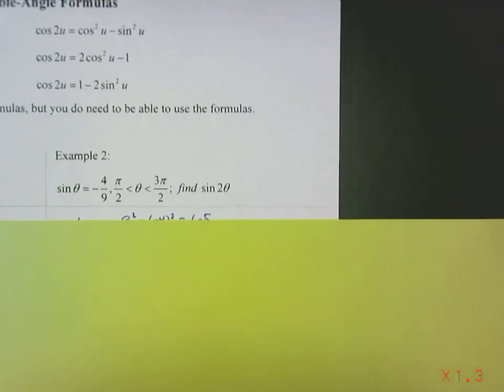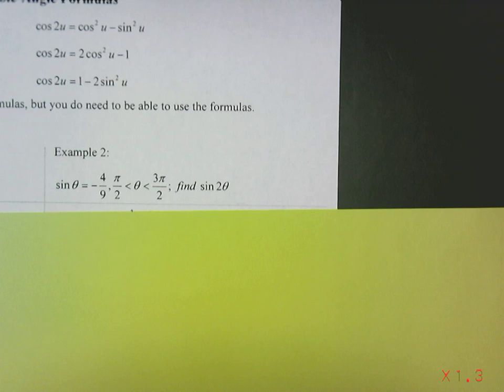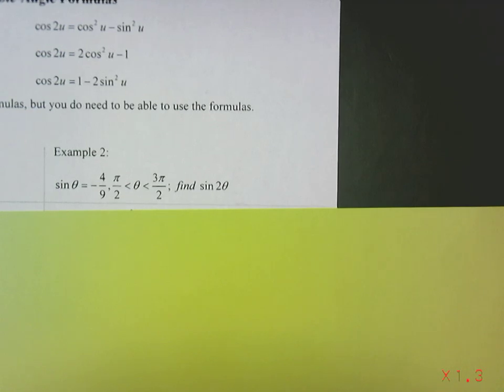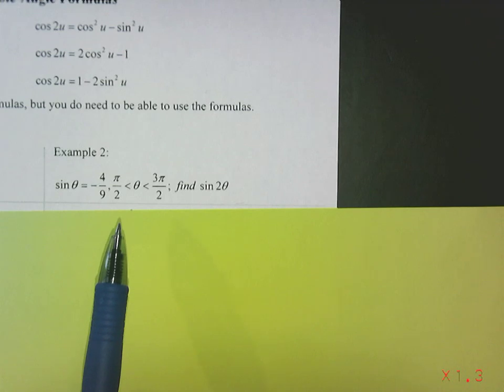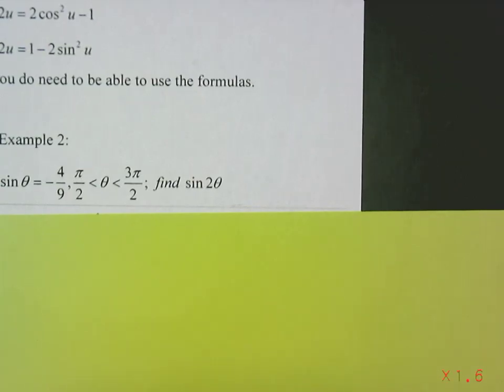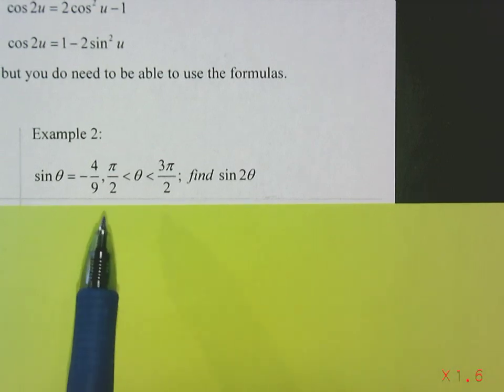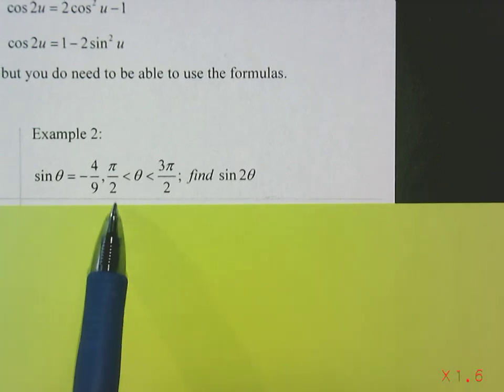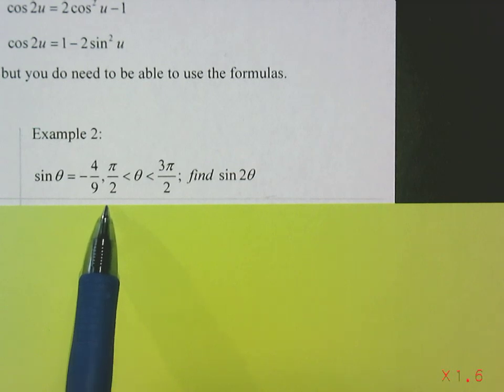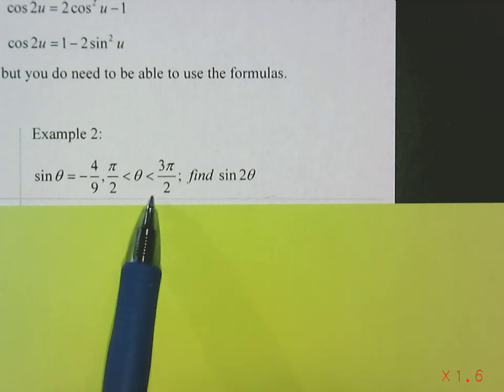So for my next example, I'm going to be given the sine of an angle, and I'm given more information. What that's going to do is allow me to see what quadrant I need to draw the angle in. So I have sine of the angle theta is equal to negative 4 over 9. And I know my angle is between pi over 2 and 3 pi over 2. So that means it has to be in the second quadrant or the third quadrant.